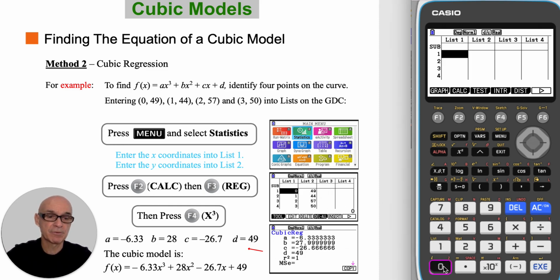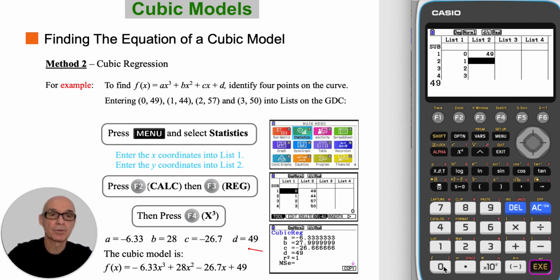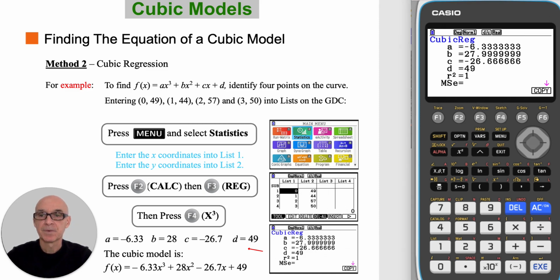So starting with a 0, and then 1, 2, and 3, the values of the x-coordinates, list 1, and for list 2, 49, 44, 57, and 50. Pressing F2 for a calculation, F3 for regression, F4 for cubic regression, giving the values of a, b, c, and d as shown. Rounding the values correct to 3 significant figures gives the same cubic model as before.